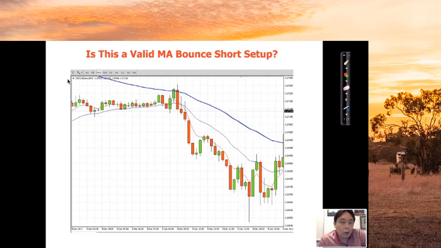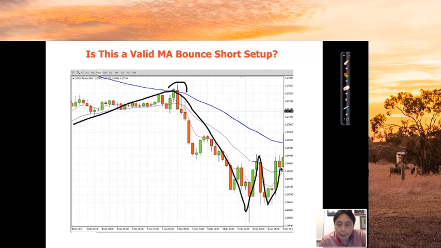So again, this is on dollar Canadian, and you can see that the price went up, tested the 50 moving average, came down, went up, came down, and now it is hitting the 50 moving average. So again, would you sell there? Is this a valid trade where you're going to place your sell limit order there? Take a minute and think about it and let me know your thoughts.